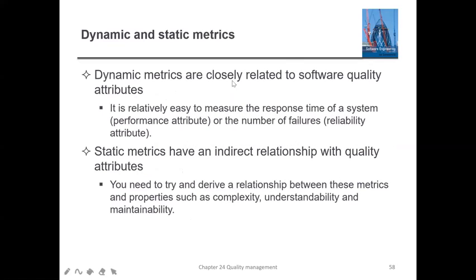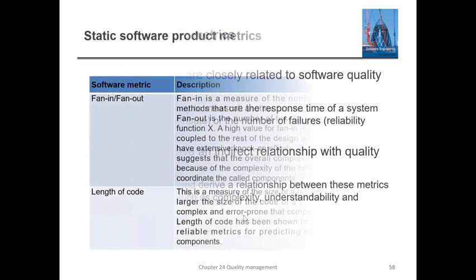Whatever I have told, the same thing has been written here. The dynamic metrics are very closely related to your software quality attributes, because it is a direct relationship. But static metrics have an indirect relationship with your quality attributes. So here you need to try and derive the relationship between the metrics and the properties of the software.